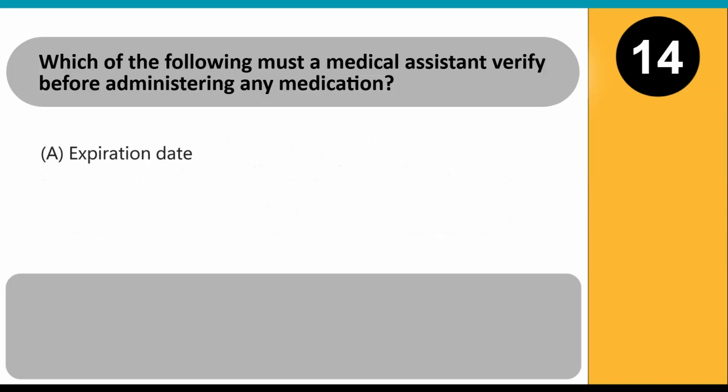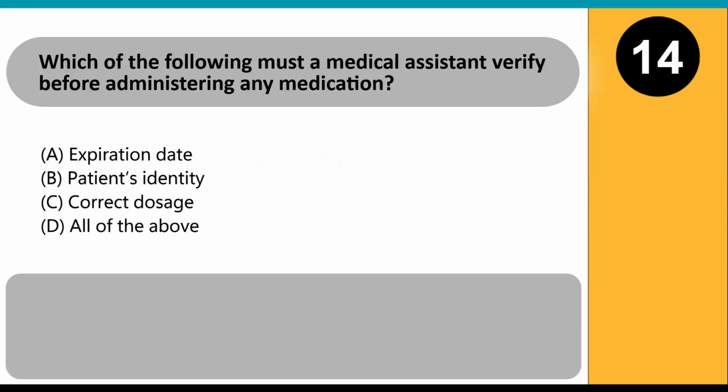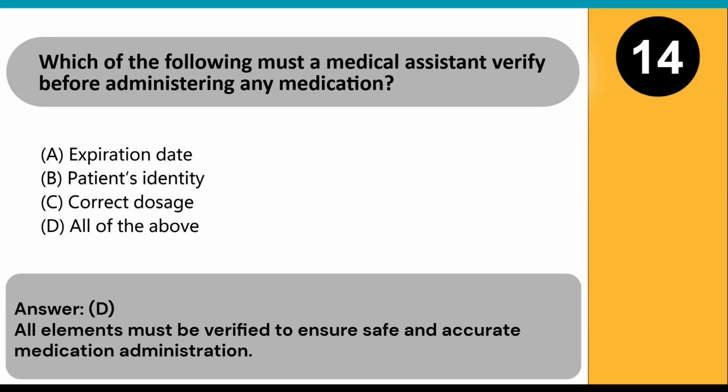Which of the following must a medical assistant verify before administering any medication? A. Expiration date. B. Patient's identity. C. Correct dosage. D. All of the above. Answer: D. All elements must be verified to ensure safe and accurate medication administration.